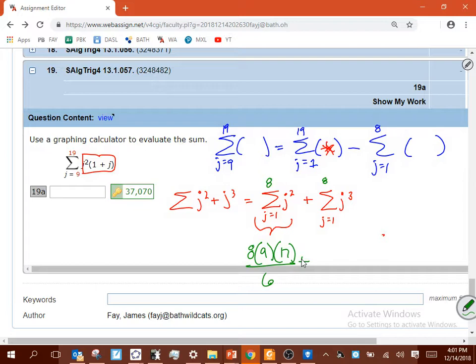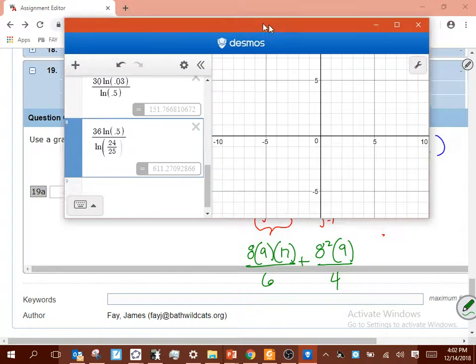j cubed is n squared times n plus 1, all over 4. That's what would go right there. So let's use Desmos here to type in all of this.